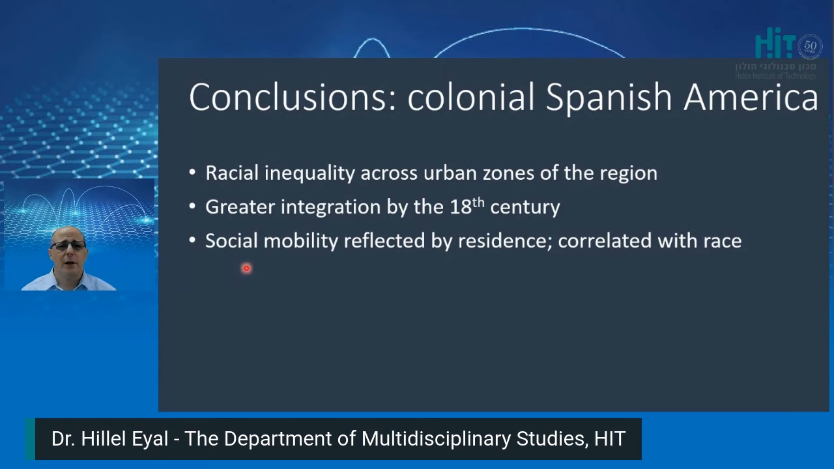And last thing, we may also argue that social mobility and also social integration are reflected by residence and are correlated also with race? This is a very big question, and it is perhaps somewhat controversial, but anyway, I will not get into that further than that.